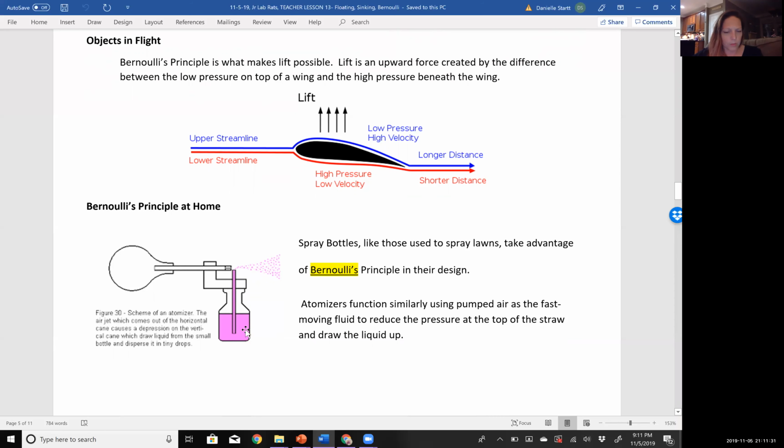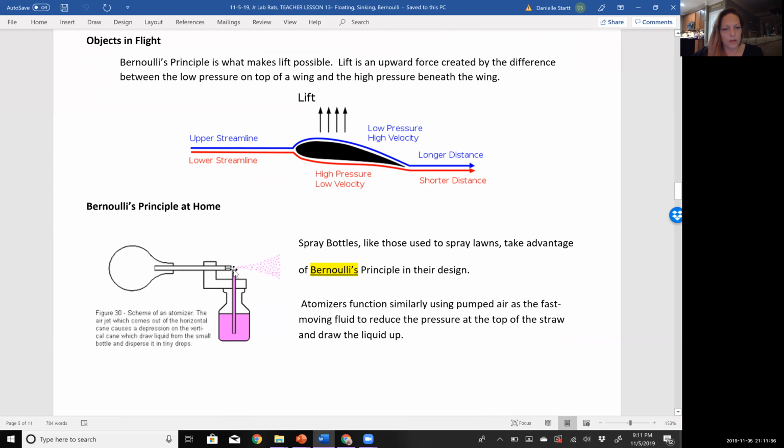But if you look right here, it explains how it works. You've got this little straw that comes down into the liquid. You have a little bulb over here. And when this is compressed, the air is pushed this direction through the tube as it moves with higher velocity across the top here. All right, that's going to be lower pressure. And when that lower pressure is created at the top of this straw, it actually causes a little bit of a vacuum, which sucks this liquid up.